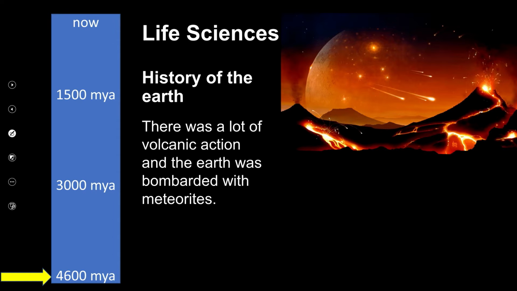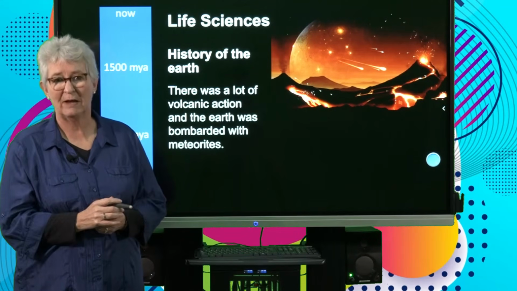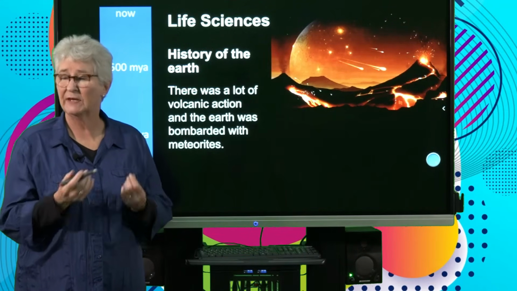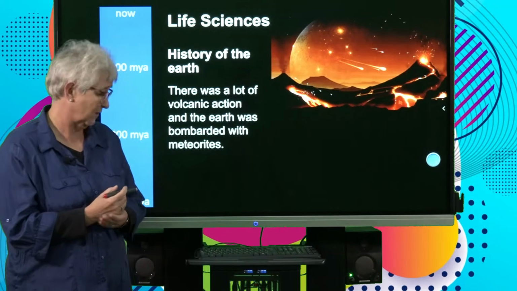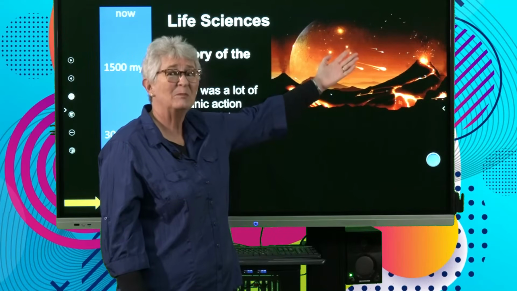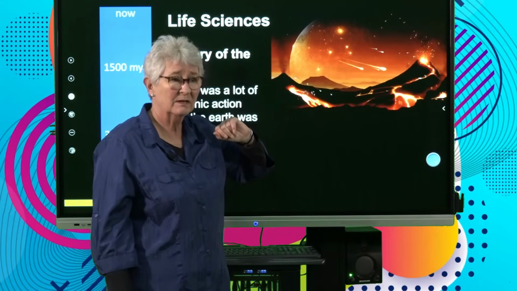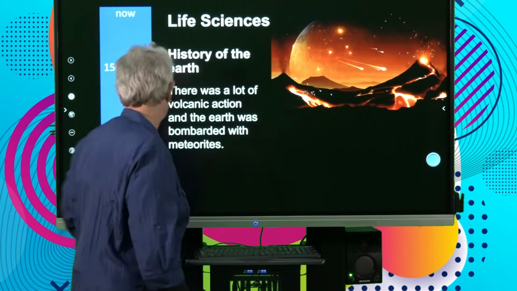It wasn't a very nice place to live because the Earth was so hot, volcanoes were erupting. There wasn't an atmosphere to stop meteorites from out of space hitting the Earth. So this is what it looked like. Volcanic eruptions, meteorites hitting the Earth. Not a very hospitable place for life to exist.